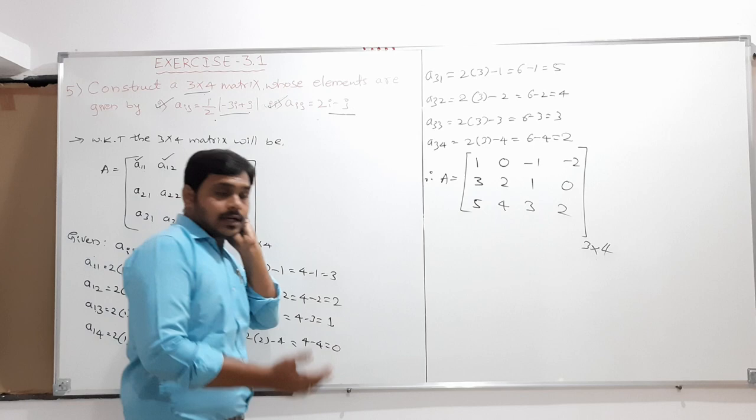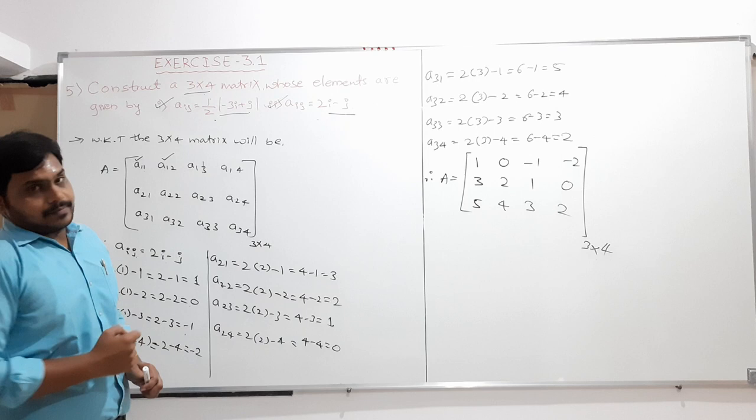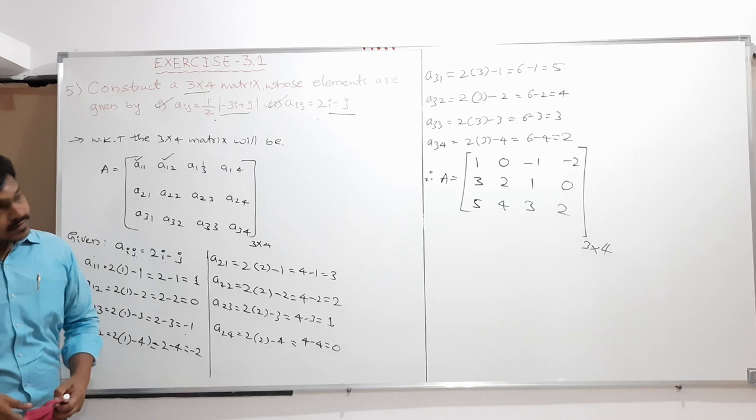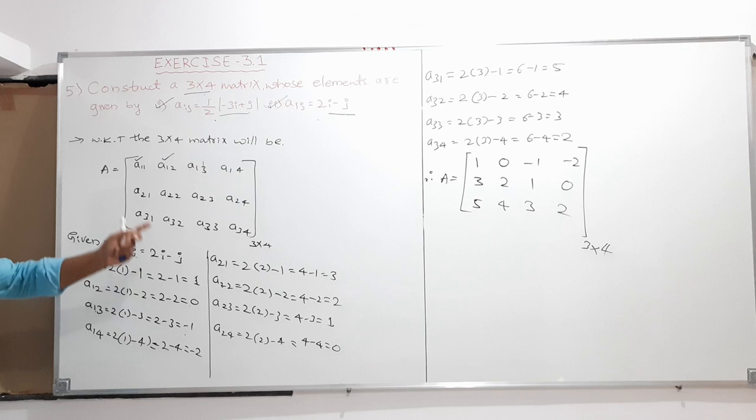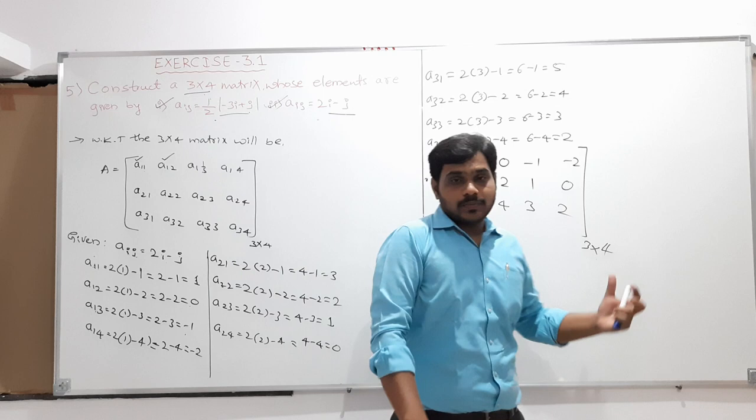Second one. I hope you don't have any doubts. Yes. And next we'll go to the next concept. So the answer is 1 0 minus 1 minus 2 and 3 2 1 0 and 5 4 3 2. So this is the required answer. And next concept we are going to discuss is equality of matrices. So if you want to solve this, please pause the video and then you can write.